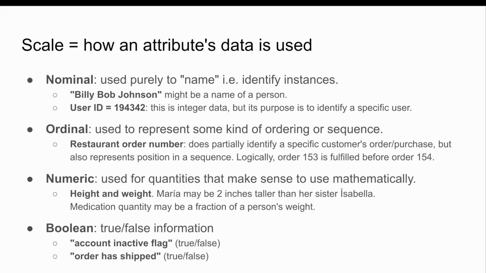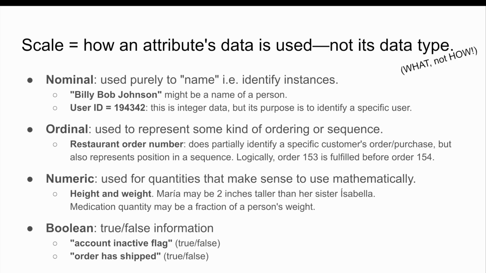Numeric scale is used for quantities that make sense to use mathematically. So height and weight data, for example, Maria may be 2 inches taller than her sister Isabella. Medication quantity might be a fraction of someone's weight calculated. And then we have Boolean information, which does not fit in any of those categories. You could say whether an account is inactive, flag that as true or false, or whether an order has shipped, true or false.